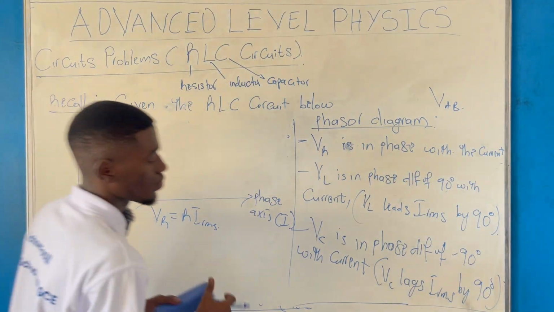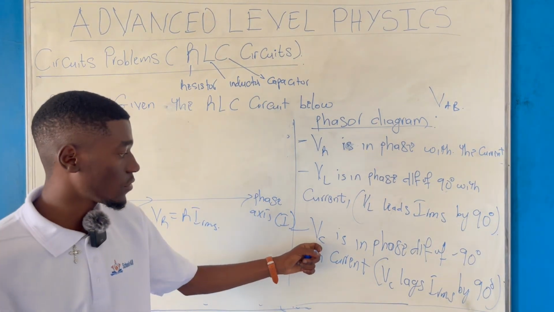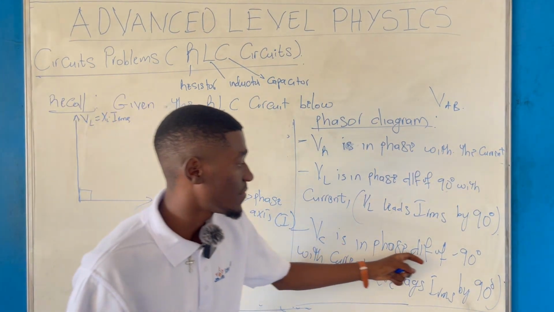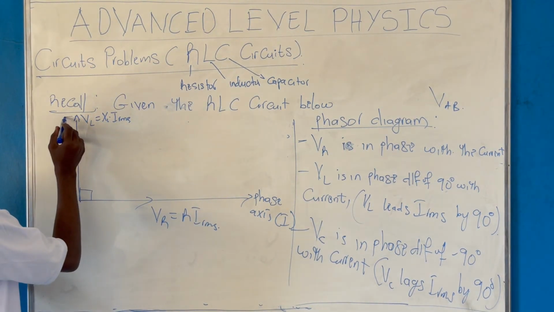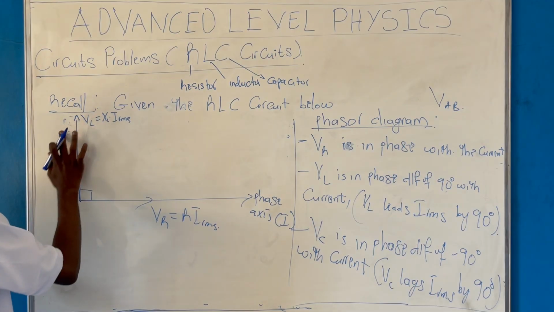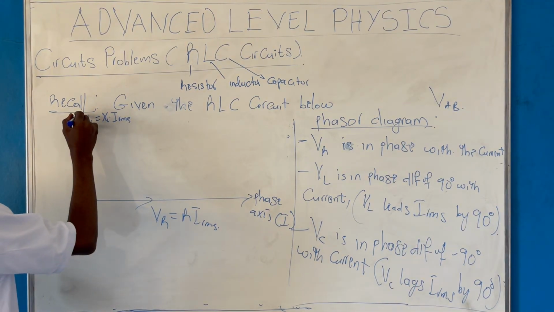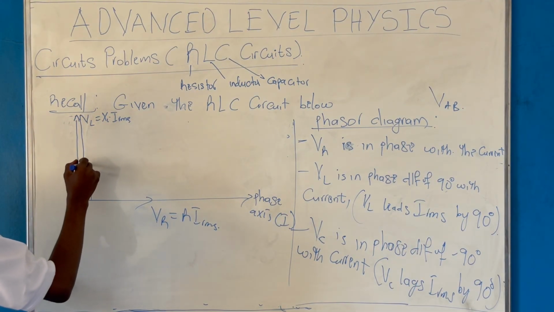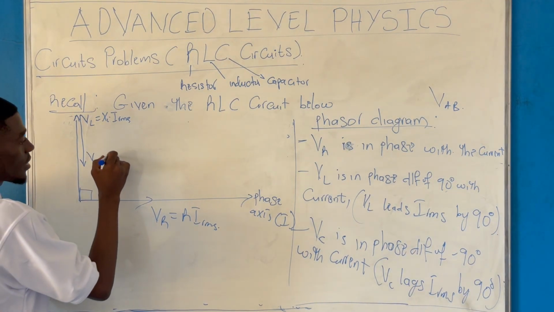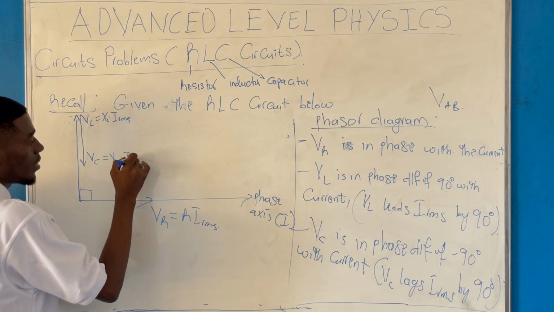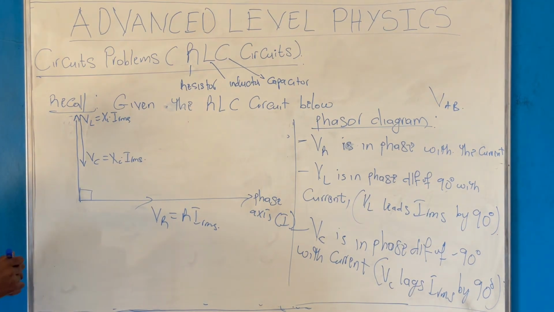Now when I go down to the voltage across the capacitor, it has a phase difference of negative 90 degrees. When you measure an angle of negative 90 degrees, you go down like this. So you bring it down like this to show that this is VC, which is XC times I RMS. So that is it.